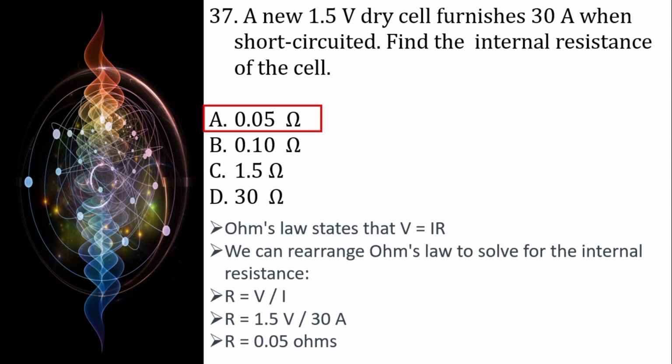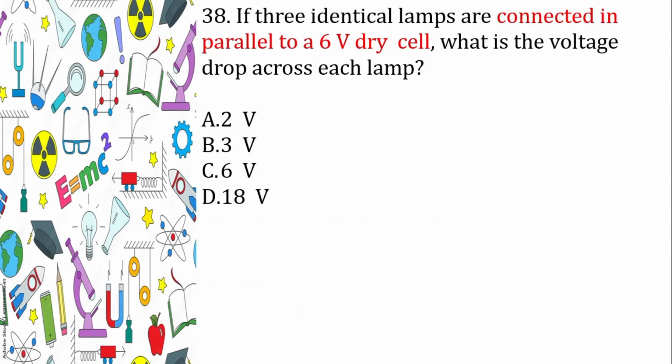Ohm's law states that voltage is equal to current times resistance. So, we can rearrange this equation to get the resistance because we are looking for the resistance. So, resistance is equal to voltage divided by current. Voltage here is 1.5, current is 30. So, 1.5 divided by 30 will be 0.05 ohms. So, the resistor will have a 0.05 ohms resistance. So, letter A is the answer.